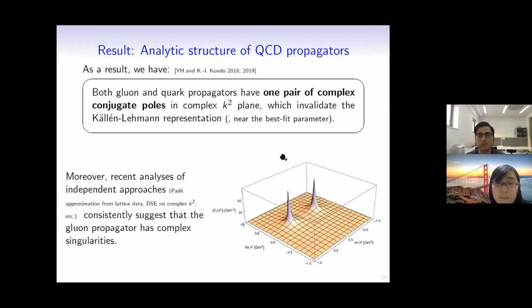As a result, near the best fit parameters to the lattice results, both gluon and quark propagators have one pair of complex conjugate poles in the complex k-squared plane. And such complex poles invalidate the Källén-Lehmann spectral representation. Moreover, not only our work, but also recent analyses from independent approaches, for example, Padé approximants from lattice data or solving the Dyson-Schwinger equation in the complex k-squared plane, consistently suggest that the gluon propagator has some complex singularity.